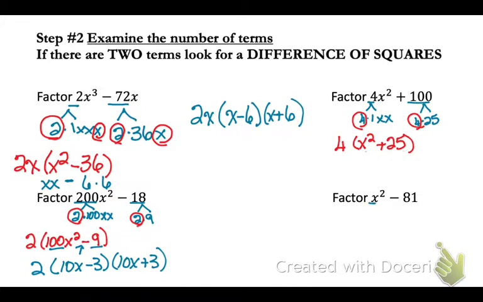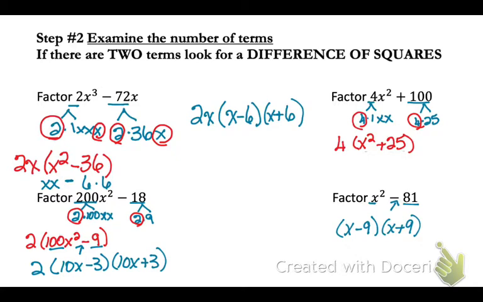All right, let's take a look at our last one. There is no coefficient for x squared, so I can't factor any greatest common factor out of these 2. So I'm just looking at x squared is a perfect square. I know that 81 is a perfect square, and I know this is subtraction. So I can say that this is going to be x minus 9 and x plus 9.